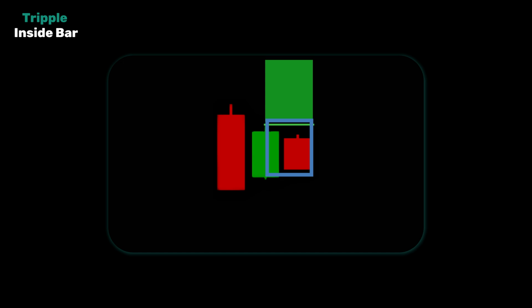You enter a long position when the price breaks above the high of the subsequent mother bar candle, and enter a short position when the price breaks below the low of the subsequent mother bar candle. Place the stop loss order just below the triple inside bar for long positions, and for short positions, place the stop loss order just above the triple inside bar candle.